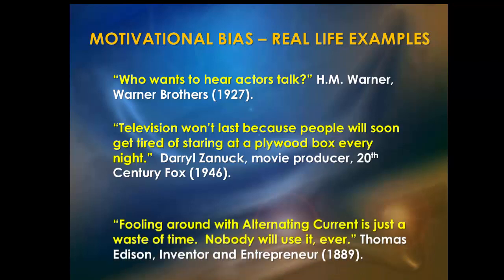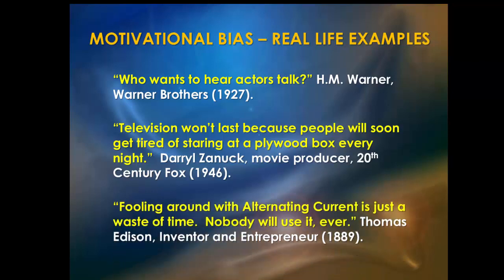And here's my favorite from Thomas Edison, 1889. Fooling around with alternating currents, just a waste of time. Nobody will use it ever. Now, Thomas Edison had a lot of skin in the game. He was trying to get the whole country to go to direct current. Remember that? And Tesla was going the other way, alternating current. All I'm trying to get at is, here are knowledgeable people who are making essentially predictions or forecasts, but they're not free of their own self-interest.